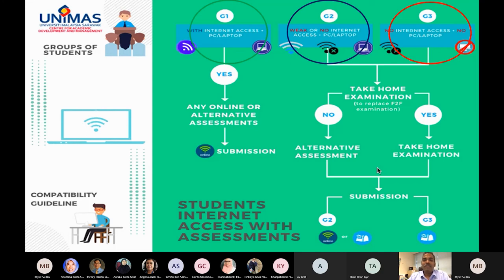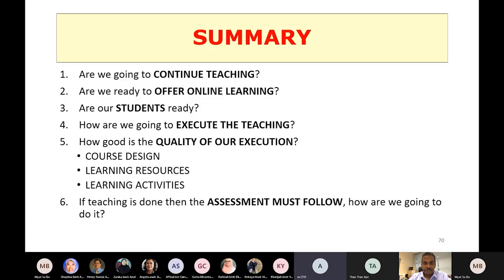Okay, come back to the last one. When you talk about assessment itself, we need to consider G1, G2, and G3. For those who are doing very well, where the internet connectivity and the hardware are good, you can do online exams, no problem. But for those who are having problems, is it good to do take-home exams? Alternative exams or take-home exams, then they submit. So it's something for you to consider. UNIMAS is giving a guideline on what you can address.